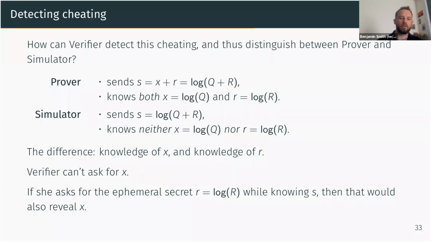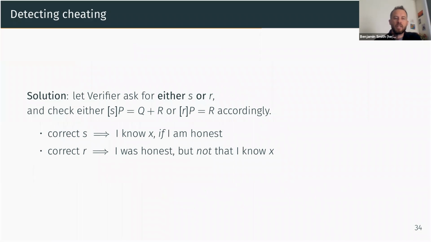She can't ask for either of these values. So instead, we'll say the verifiers are allowed to ask for either S or R. So either R or the sum, R plus X. And they'll check an equation accordingly. Why is this worth doing? Well, if they've asked for S and S is correct, then that means that the prover knows X if they're honest, if they're not cheating.